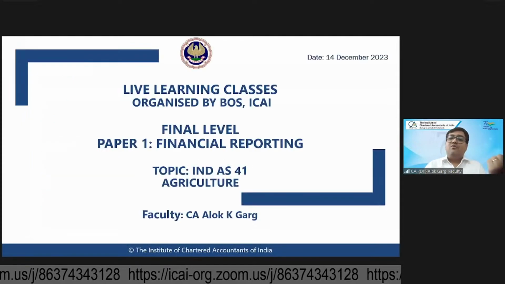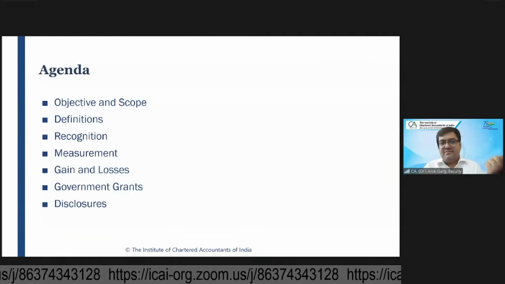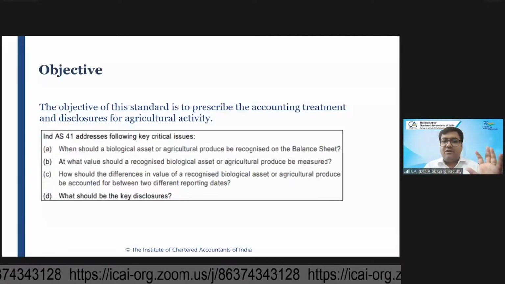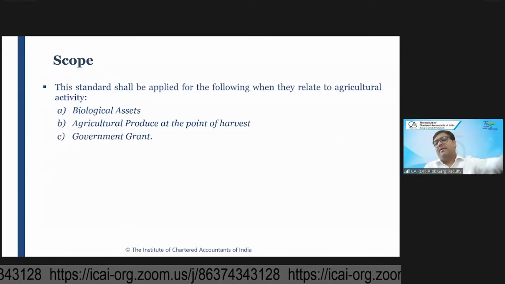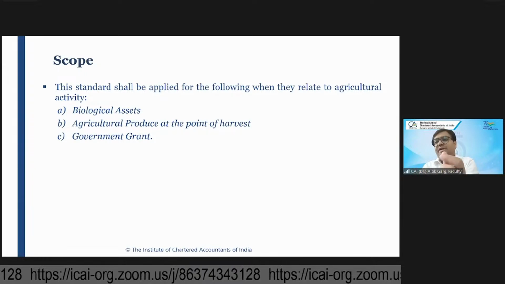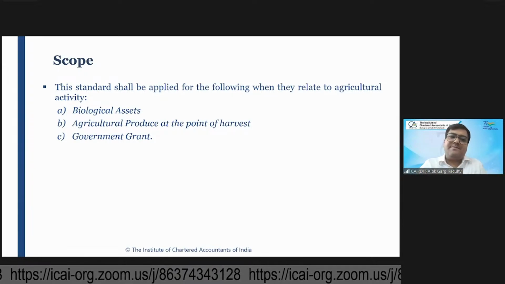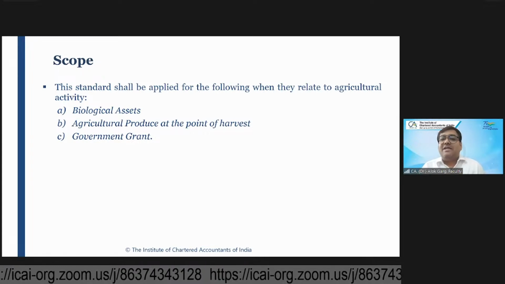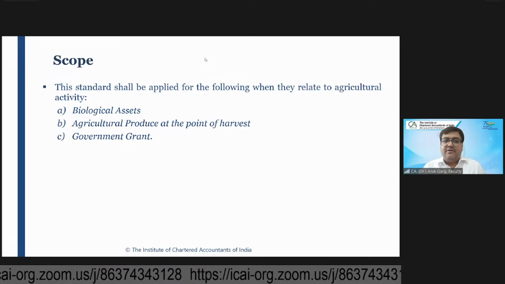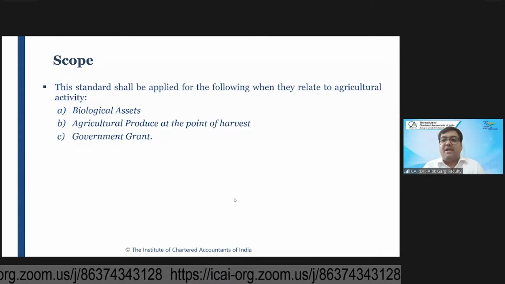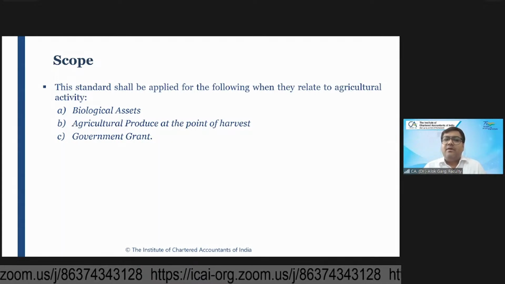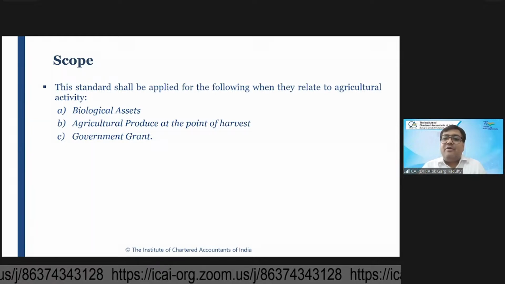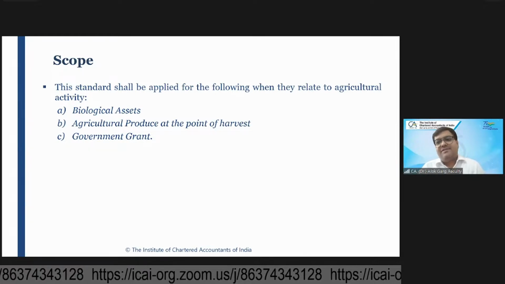What is this agriculture standard? This standard talks about biological asset. Ind AS 41 covers three aspects. Aspect number one, biological asset. And what is a biological asset? Biological asset is a living animal or plant. So a living animal or plant, if it is related to agricultural activity, will be covered under Ind AS 41.